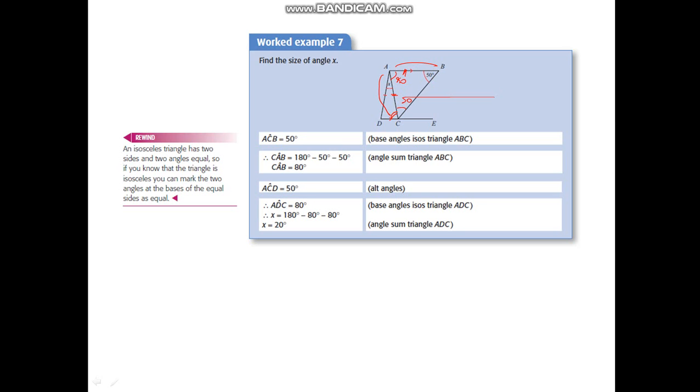Also here the alternate angle is 80, and also AC and AD are equal. These two sides are equal, and also their angles must be equal. 80 and 80, and here 80 plus 80 is 160. 160 plus x must be 180, and here we can find 20. x is equal to 20 because interior angles of a triangle is 180.